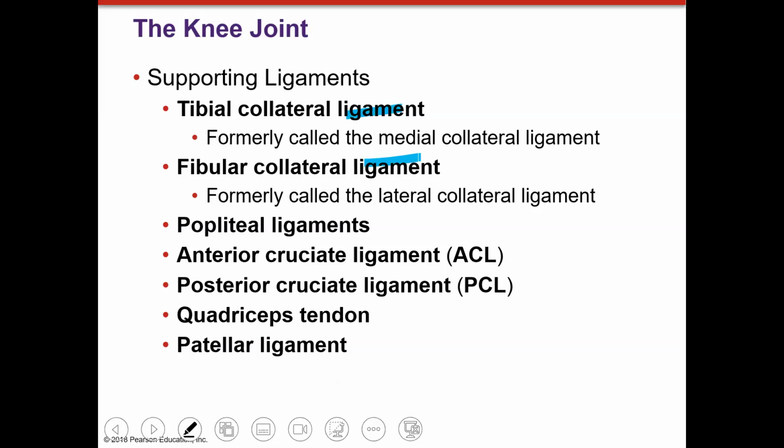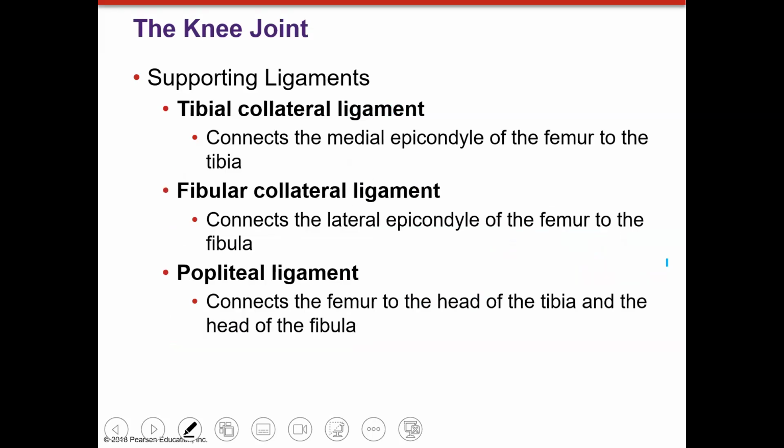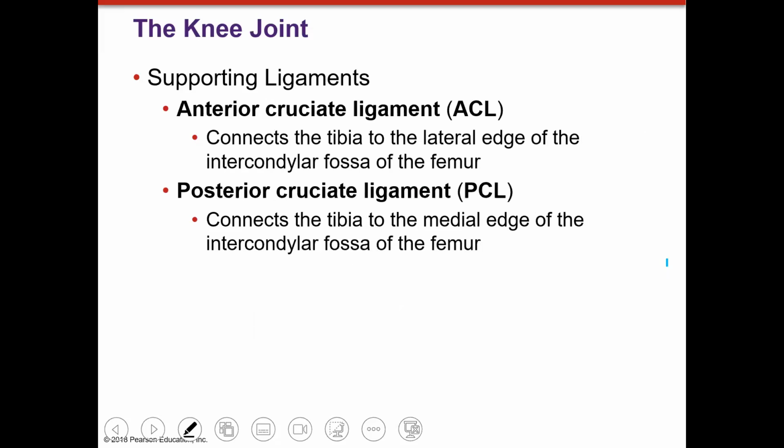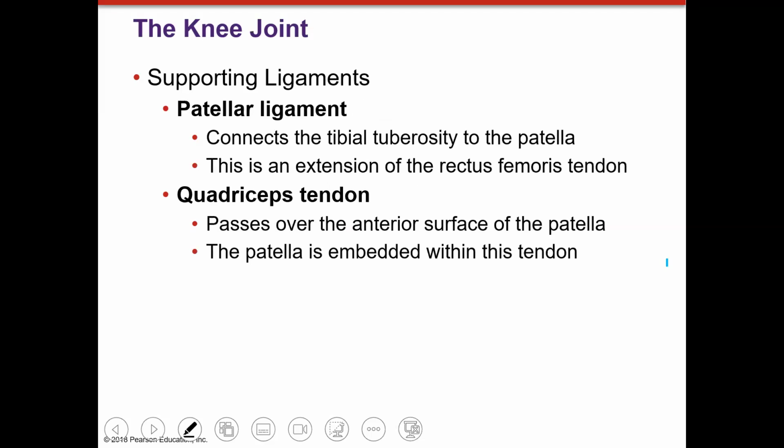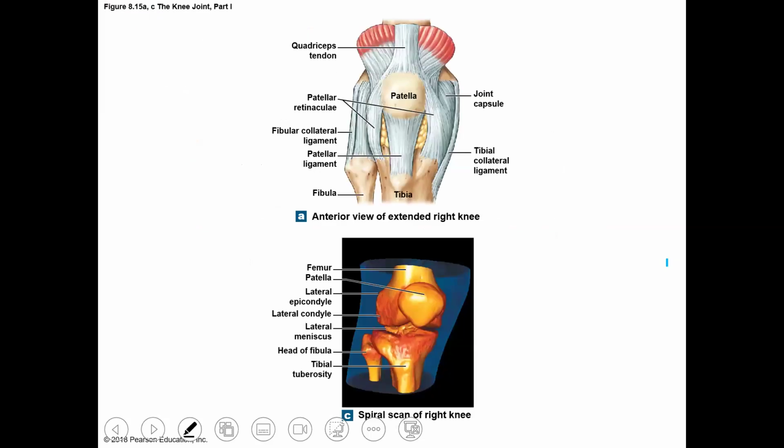And you can see all of the ligaments here. So we'll see this ACL is a very commonly torn ligament. And here's a couple more ligaments connecting bone to bone. And the quad tendon here supporting as well. And you could see all of these different areas here.